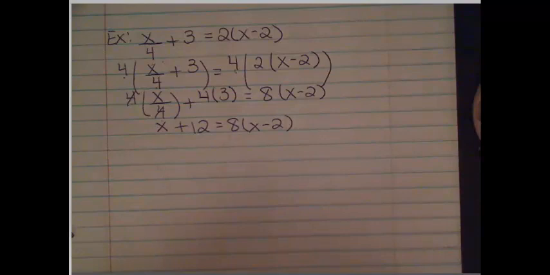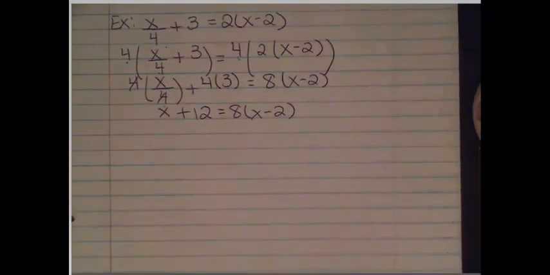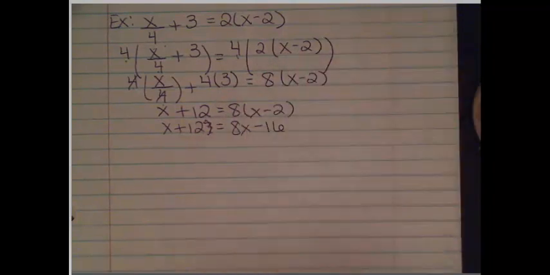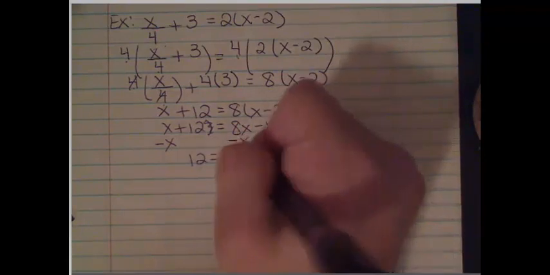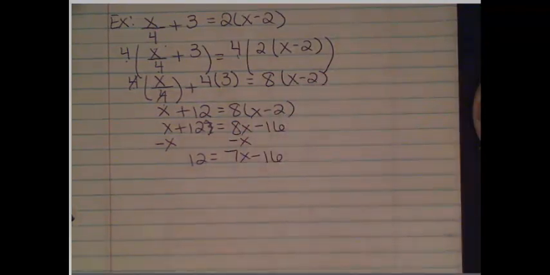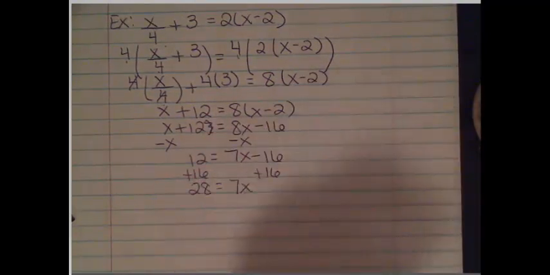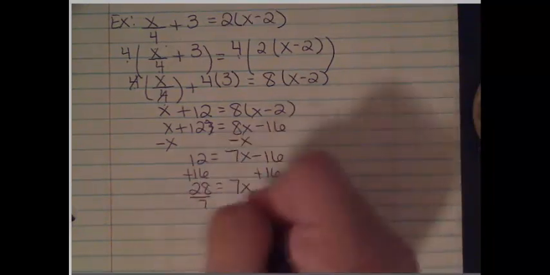Now we got to get rid of our parentheses, so we're going to use the distributive property. We have the x plus 12, and that equals 8x minus 16. Let's subtract over our x, and that'll give us 12 equals 7x minus 16. We're going to then add our 16, and that will give us 28 equals 7x. Divide by 7, divide by 7, so 4 equals x.